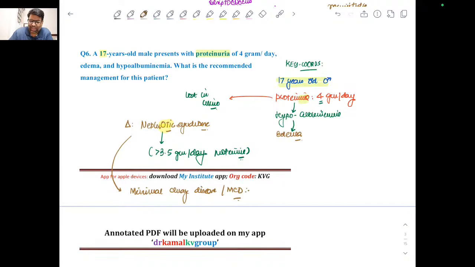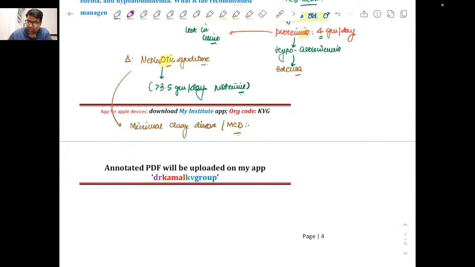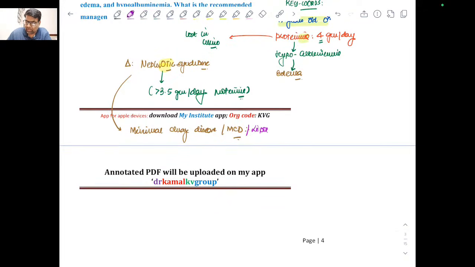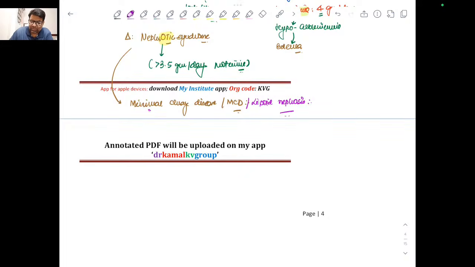Clear? So going with that age group, we can say that this is probably a case of minimal change disease, which is also known as lipoid nephrosis. And why do we call it minimal change disease? Because when you look under a normal microscope, there are no changes, and therefore it was named nil disease. So it is also known as nil disease.